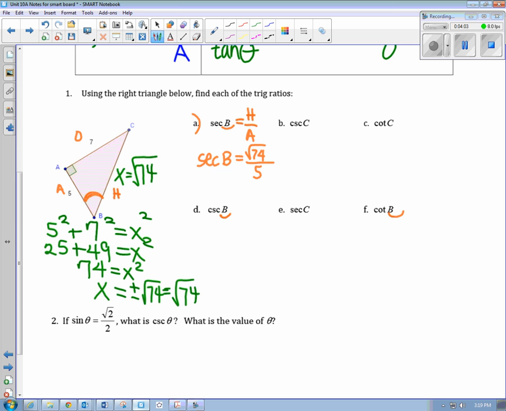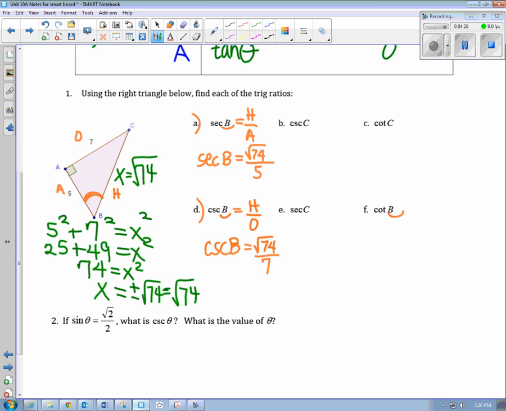For cosecant, for part D, I know that that is the reciprocal of sine, and sine is opposite over hypotenuse, so this will be hypotenuse over opposite. When I take a look at my triangle, I've identified that radical 74 is the hypotenuse, and in this case the opposite side is 7.